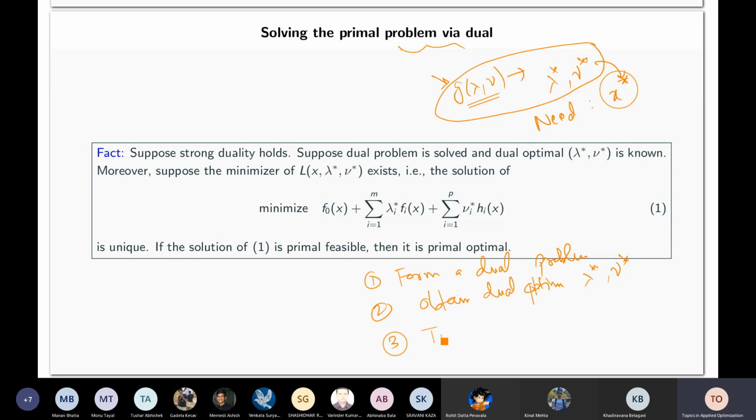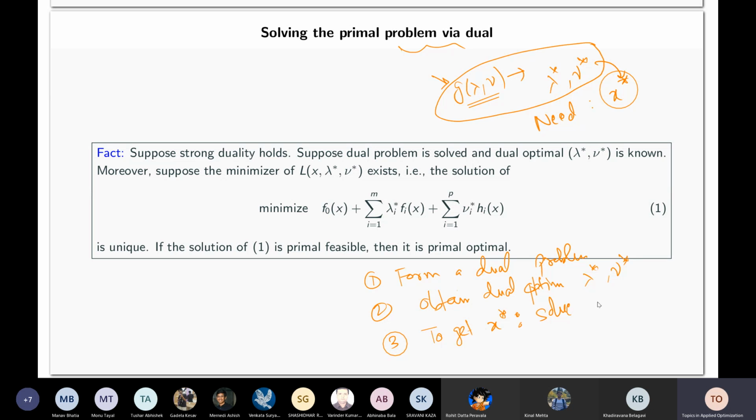And then to get the primal optimal X star, you have to solve another minimization problem now, but apparently this may be easy enough, because there are no constraints. Well, there is a minor constraint here, lambda i greater than or equal to 0.